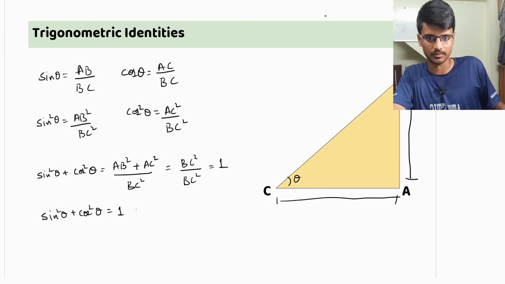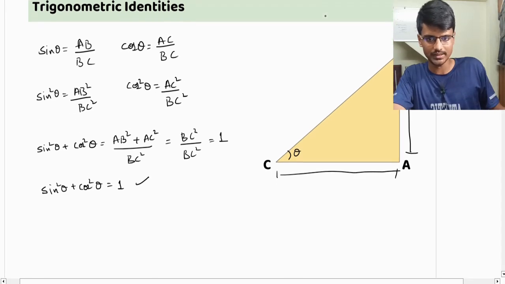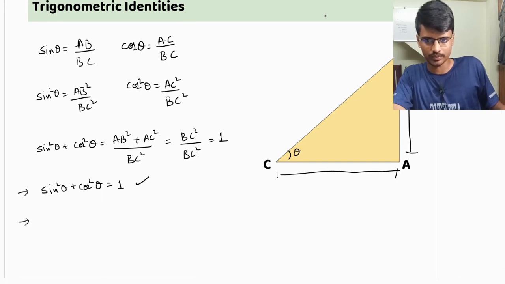This you should remember. From this we can derive other identities. If I divide this by cos square theta on both sides, what do I get? Tan square theta plus 1. And 1 by cos square theta is sec square theta.